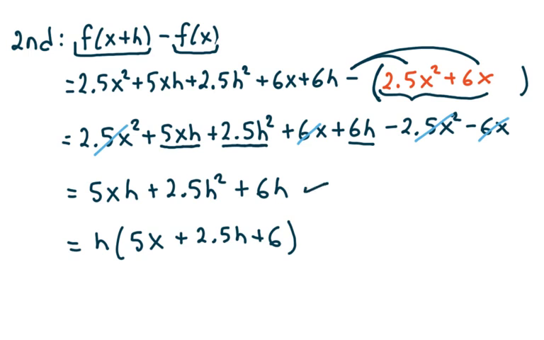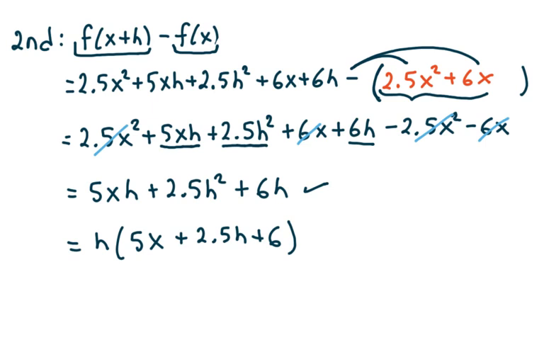That's right here. And then this is a good habit to get into. Notice how every term contains an h. If every term doesn't contain an h, we've done something incorrect, okay? And then from here, I want to factor out the h. And when I do that, I get h times the quantity 5x plus 2.5h plus 6.